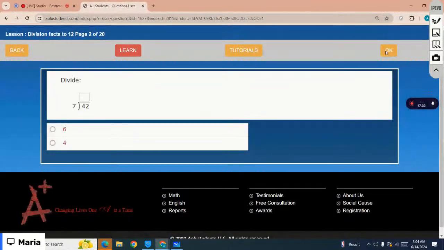Okay, 42 divided by 7. So 7 times what number is 42? The correct option is 7 times 6 is 42. The correct option is 6.